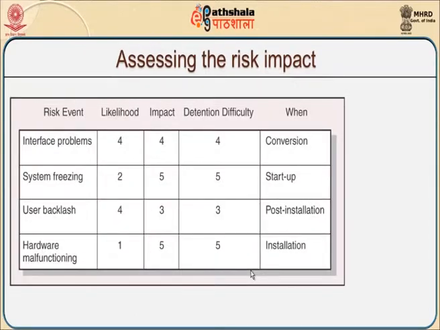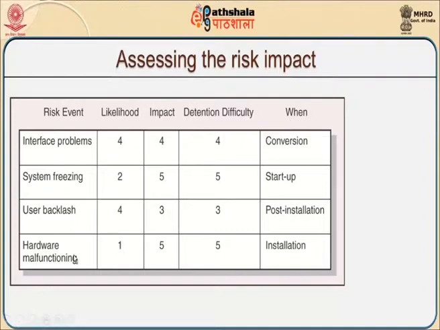We may have to assess the risk impact over various phases. If we understand the risk event, there can be interfacing problems, system freezing problems, user backlash, and hardware malfunctioning. What is the impact of this kind of risk, and when is this risk able to happen? So if you look at any specific event, the likelihood of the risk, the impact of the risk, the detection difficulty of the risk, and when it is supposed to emerge are all studied here.